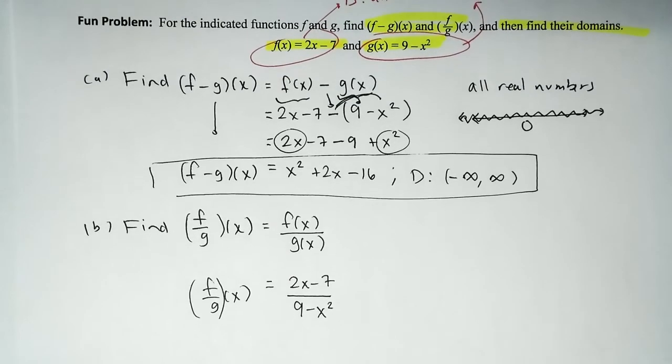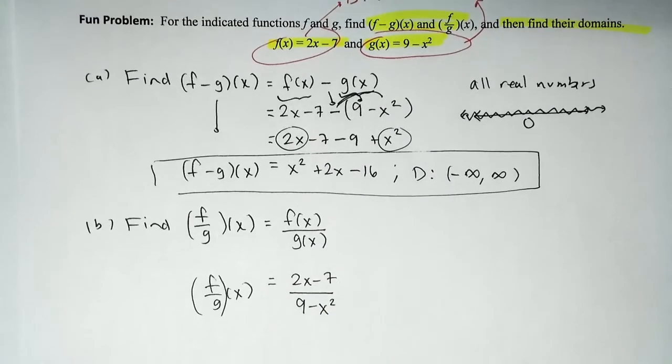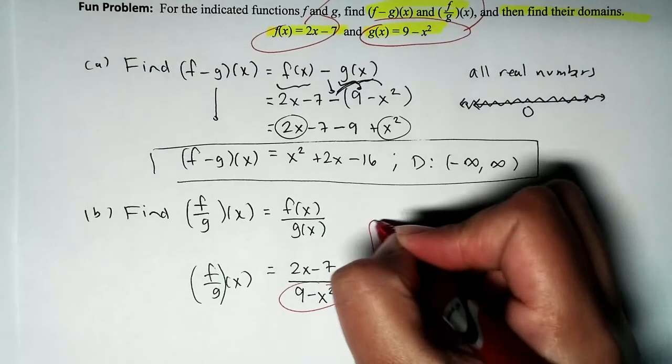From the beginning, we have said that the domain of both f and g is the set of all real numbers, but the domain of our quotient is not the set of all real numbers. We have a fraction, so it's all real numbers except for those that make the denominator 0. So what I want to know is what makes the denominator 0. Let's take the denominator and set it equal to 0.